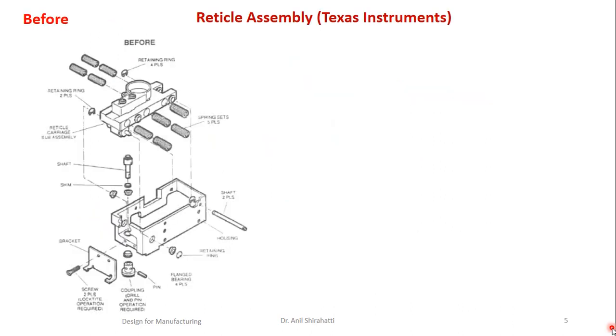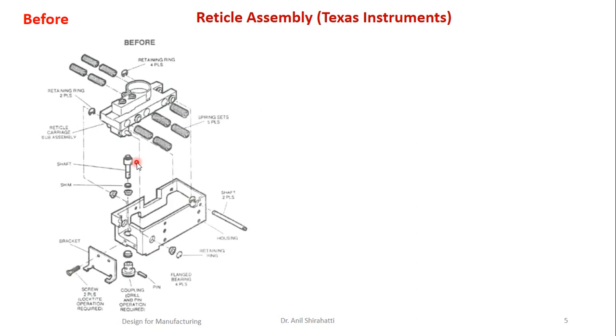So let's see the first example. This is a reel assembly from Texas Instruments. Okay, so you can see in the first part there are more than 45 parts. You have this shaft, a retaining ring, a coupling, a few screws, brackets. This is the main base plate. This is the upper sub assembly, which consists of 9 springs. Okay, then retainer springs are there. So you can see there are so many parts. Definitely this will take more time to assemble also.